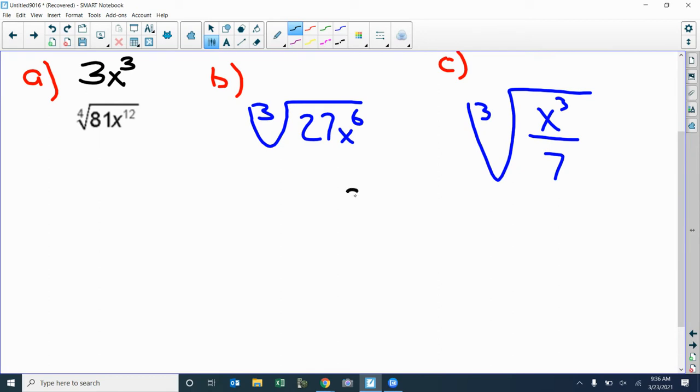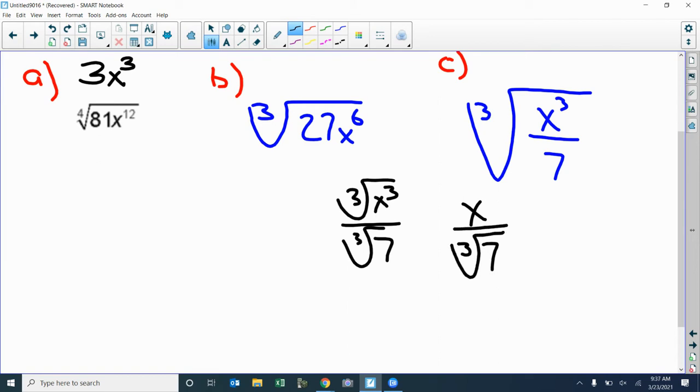So we're going to take the cube root of x cubed over the cube root of 7. We can write that as a fraction. Well, the cube root of x cubed is what? That one's easy, x. Over the cube root of 7. Now, we have to rationalize. This will be the first time in your math career you rationalize a cube root, not a square root. A cube root.